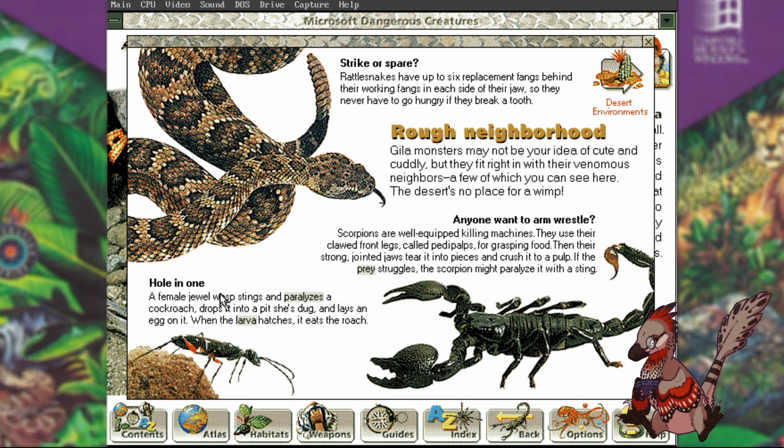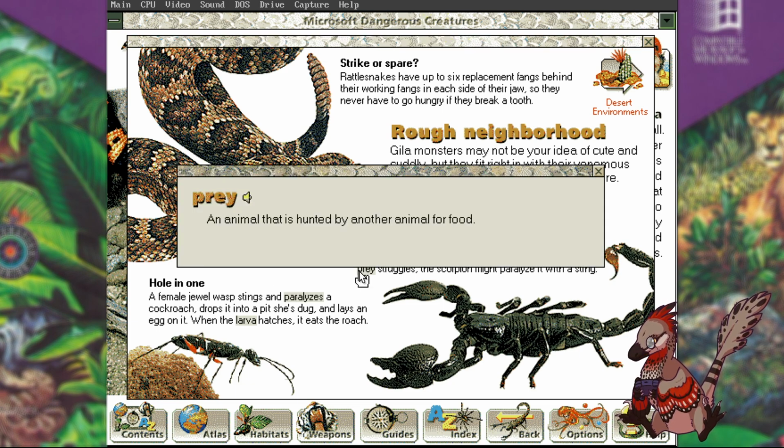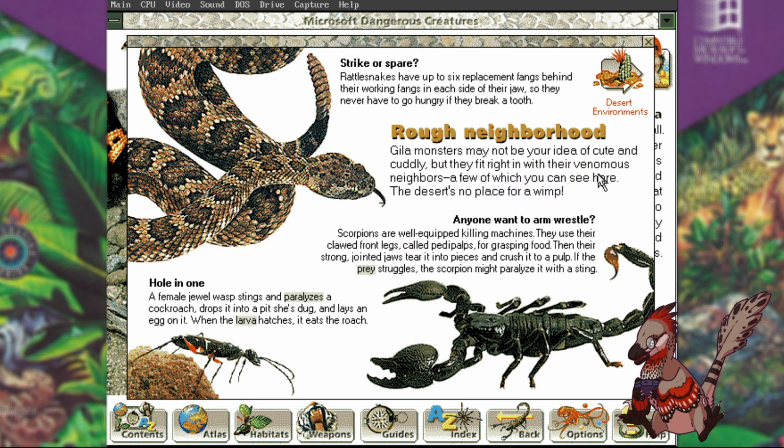Scorpions are well-equipped killing machines. They use their clawed front legs, called pedipalps, for grasping food. Then their strong, jointed jaws tear it into pieces and crush it to a pulp. If the prey struggles, the scorpion might paralyze it with its sting. Right, what does it have to say about prey? An animal that is hunted by another animal for food. I know all about that.